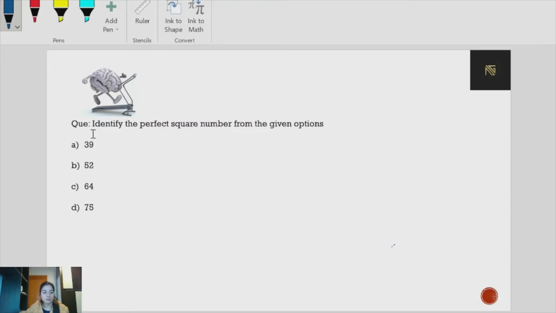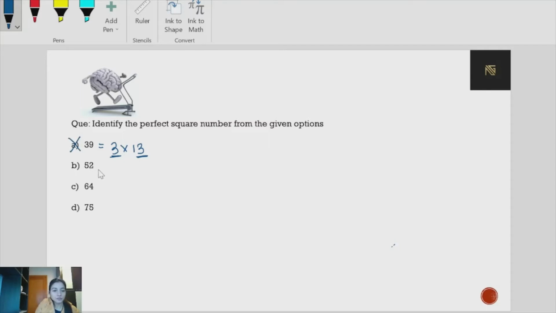So the question is, identify the perfect square number from the given options. Four options are given over here and we need to identify which number is a perfect square number. So let's start from option A. 39, we can express this 39 as 3 times 13. We are not getting a product of two same numbers. So 39 is not a perfect square number.